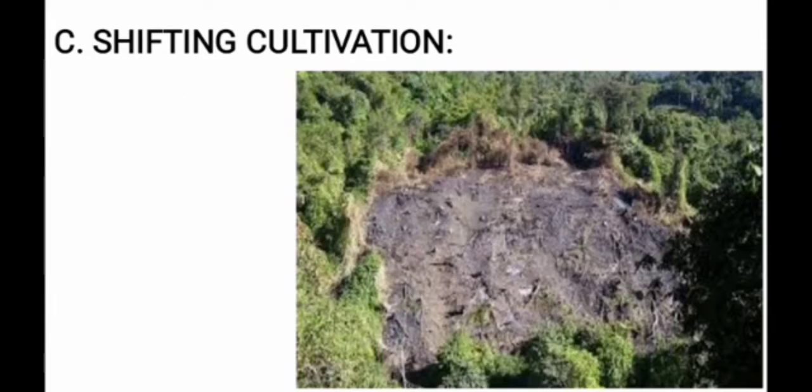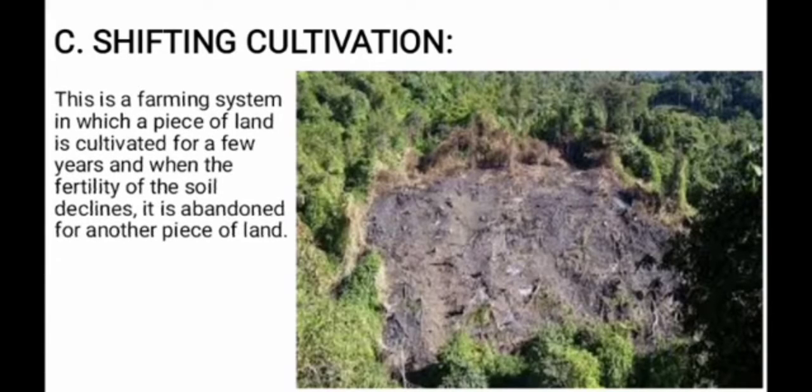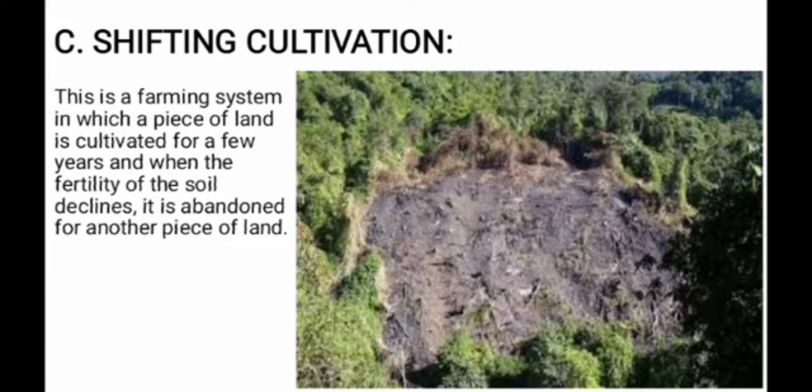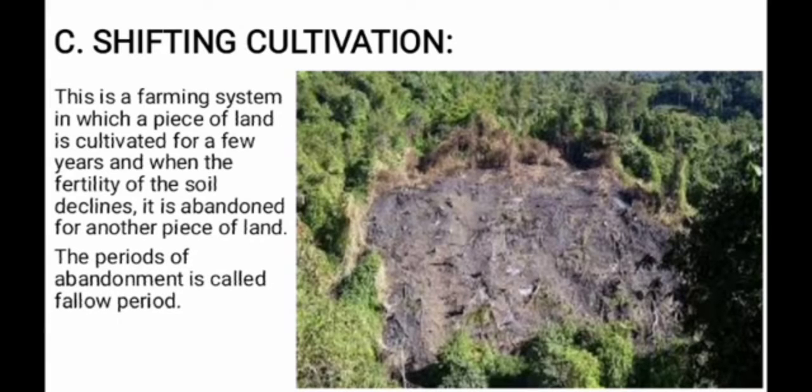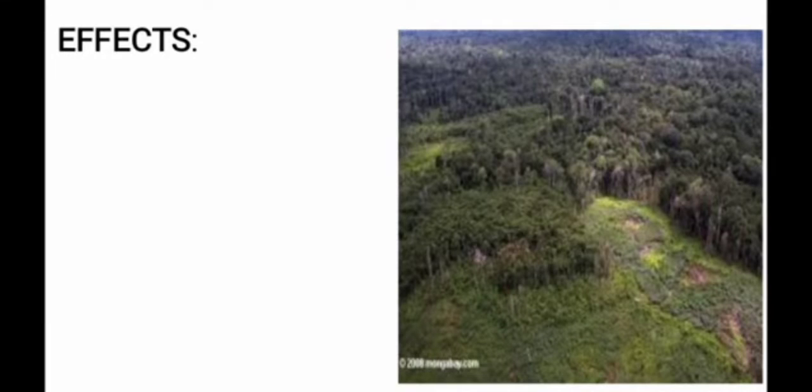Next one is shifting cultivation. This is a farming system in which a piece of land is cultivated for a few years, and when the fertility of the soil declines, it is abandoned for another piece of land. The period of abandonment is called fallow period. And what are the effects of shifting cultivation?